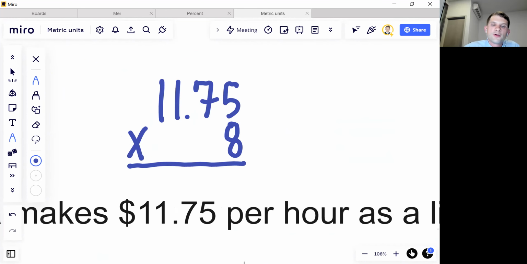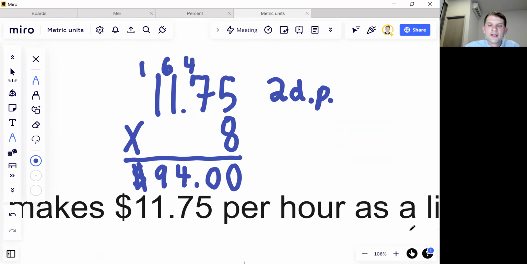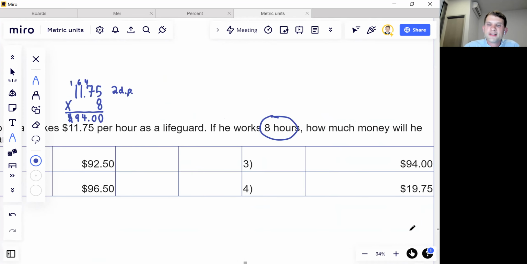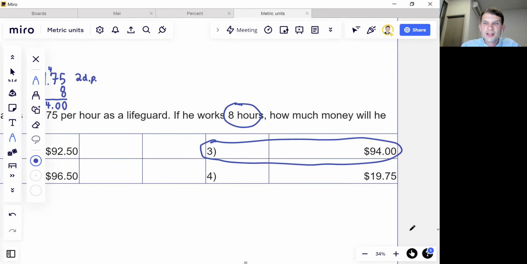Okay, and I get 40 and 60. Carry my 6 here. 14. And we get 9. So I see that I have 2 decimal places in this top number and then 0 on the bottom number. So I need to put my decimal right here in the middle, and that'll be $94. Okay, so let's go ahead and find that in our list here, and that'll be number 3, option 3, $94. That's a decent payday for Young Jia.